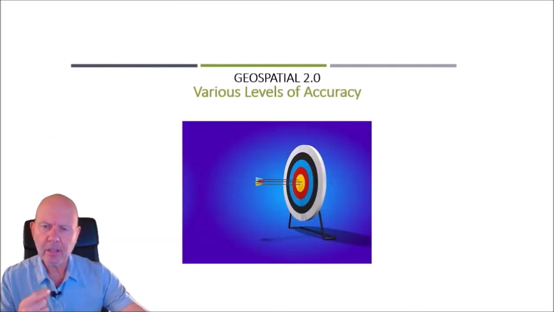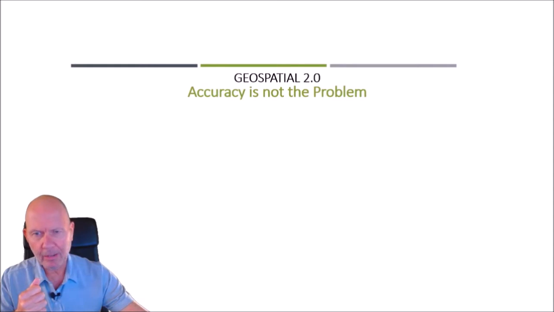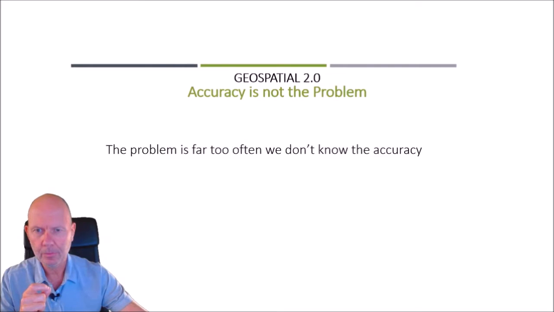And that data has various levels of accuracy. So what I'm going to talk about here is around accuracy. And in fact, accuracy is not the problem I'm going to be focused on in this talk. The big problem that we're facing, the potentially life-threatening problem, is that too often we don't know the accuracy of the data that we're using.